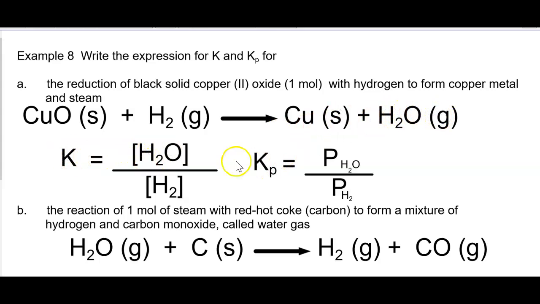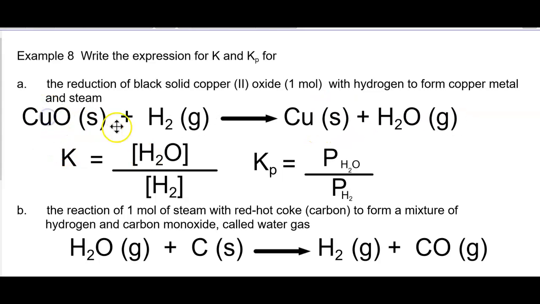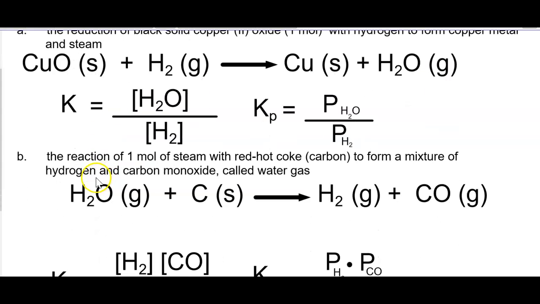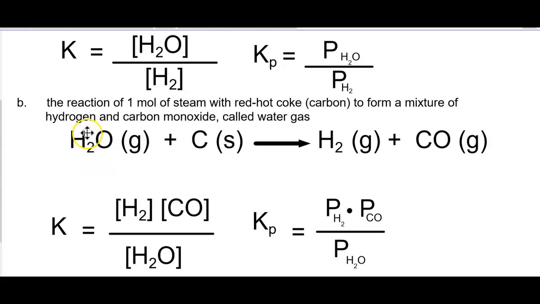So I will put H2O in square brackets, and I do not include copper solid, because remember, we do not include solids or liquids in our expressions, and therefore the bottom part, or the reactant side, would be hydrogen gas. We don't put in copper 2 oxide because it's a solid state. So this is the K expression. The Kp expression would look very similar, except instead of square brackets, we would use pressure of H2O over the pressure of H2. And again, remember, I'm leaving out copper and copper oxide because they're solids.